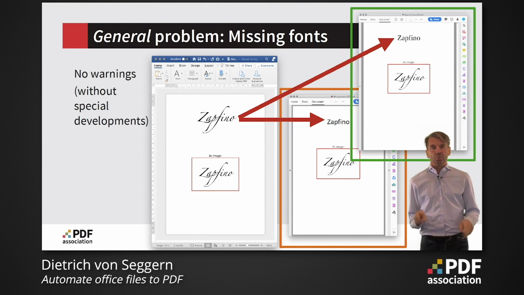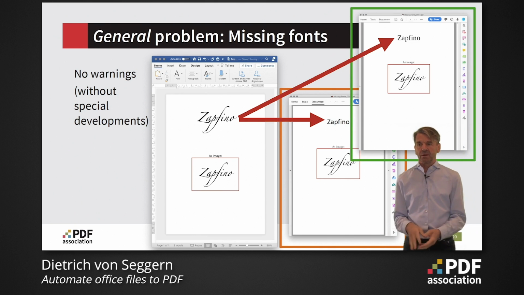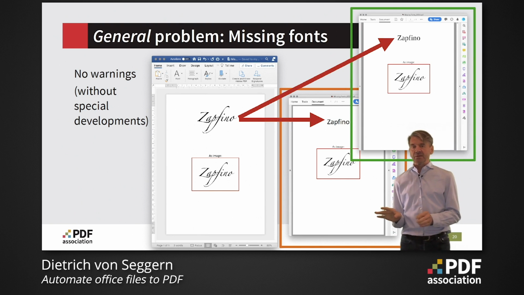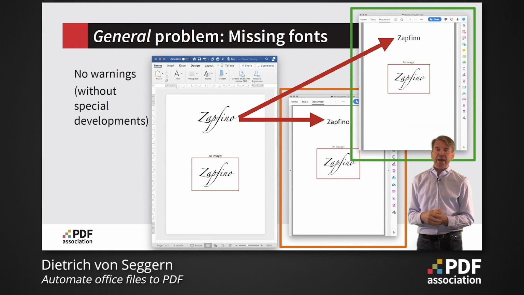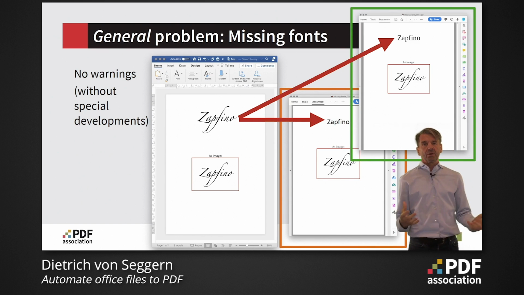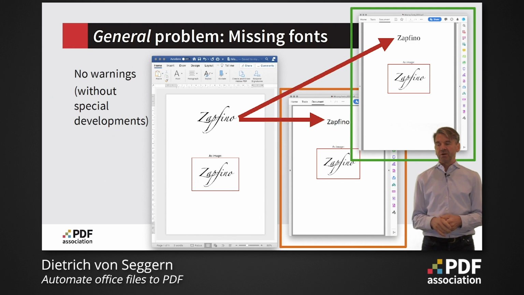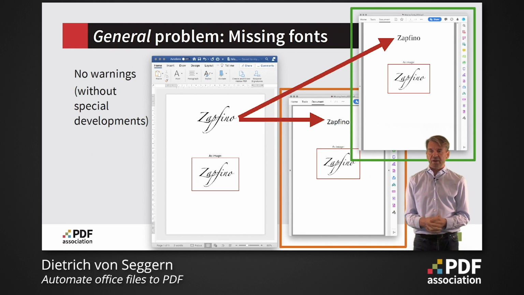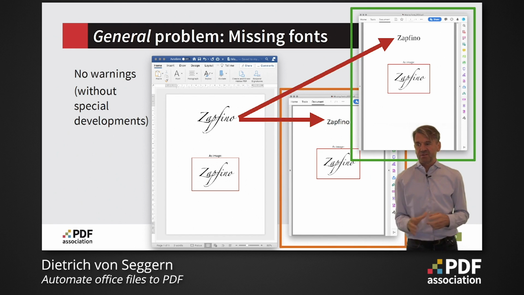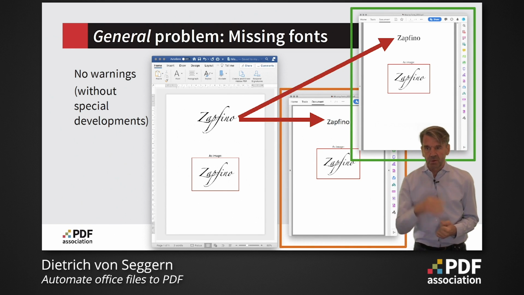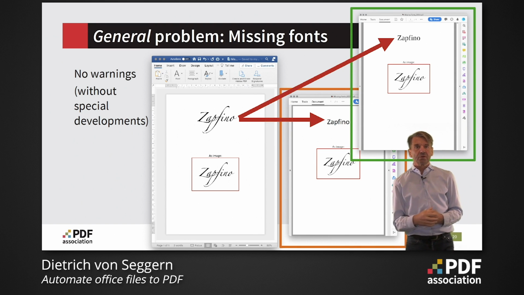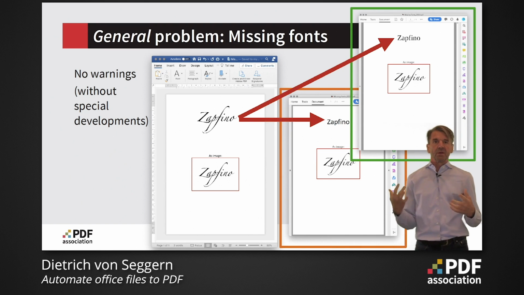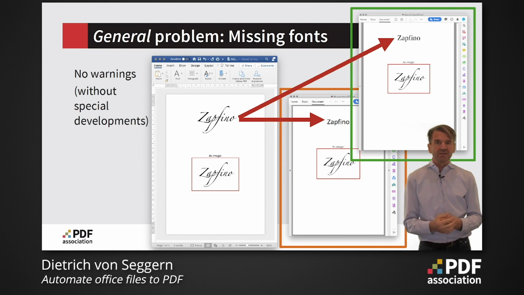A general problem with either of the two applications is that in case you have a missing font, so the one who created a PDF file was using a particular font that is not present on the system where the file is being converted. In this example, it's Zapfino at the top of the page, and below I have, just as a comparison, placed the very same text as an image. When we convert that with either Microsoft or LibreOffice, the font is changed into something that is available on the system.